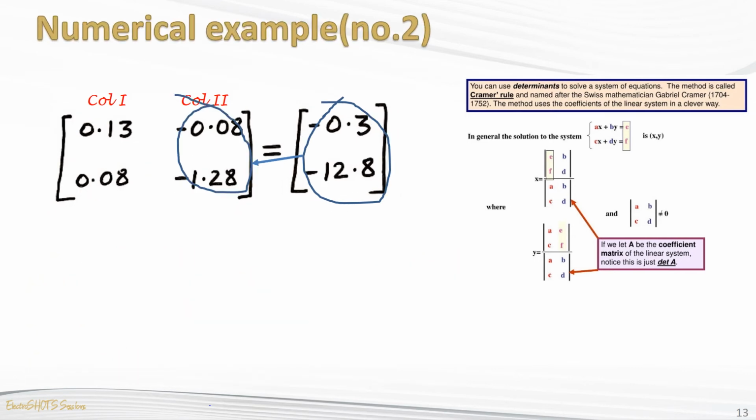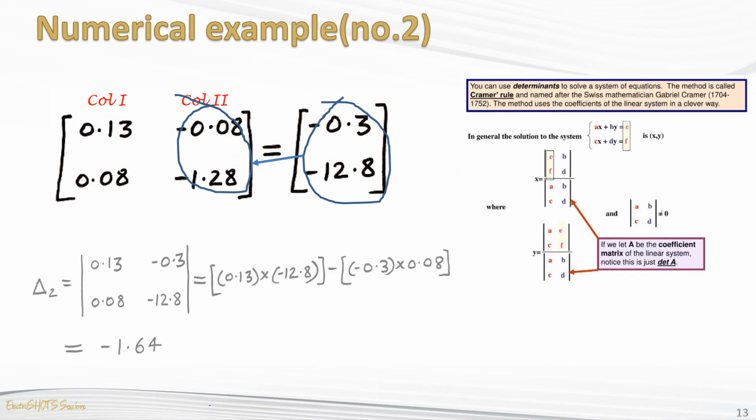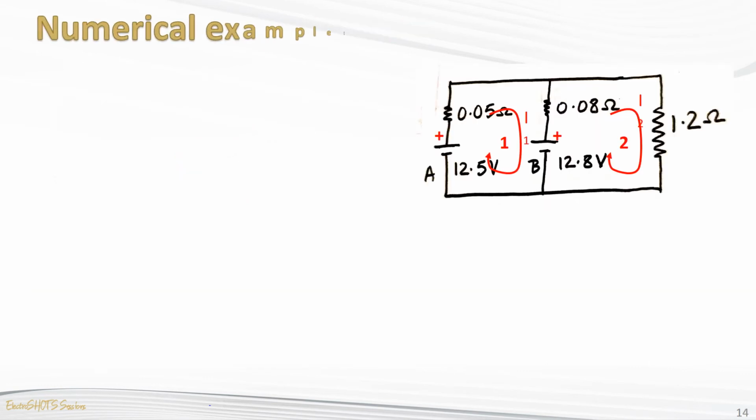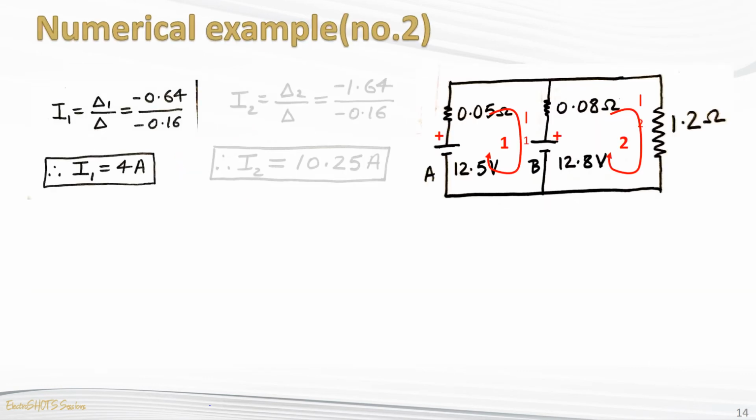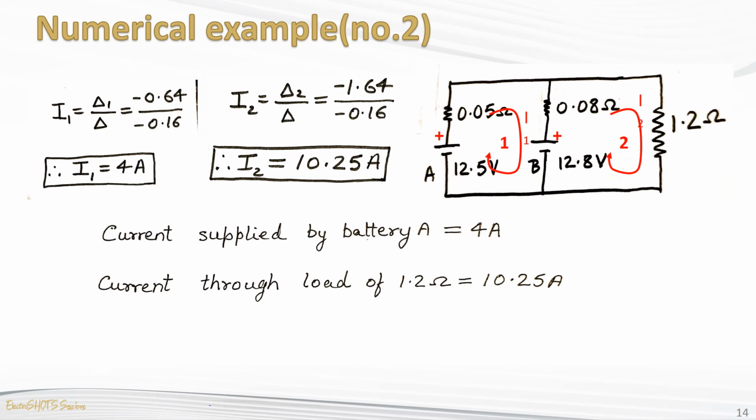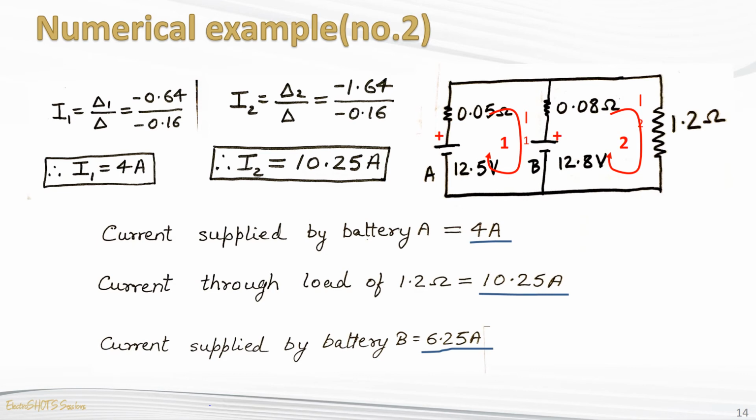Here the B matrix is again substituted into column number 2 of the A matrix, and then the step is repeated as previous. The determinant of the A matrix after substitution has been found out, which is delta 2, and it is minus 1.64. Now after all the determinants have been found out, delta 1, delta 2 and delta, we can find out the unknowns, that is currents I1 and I2.